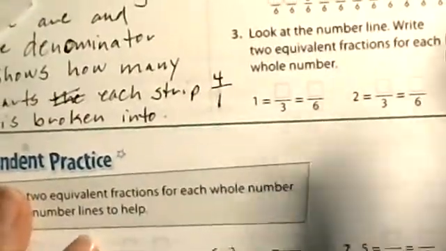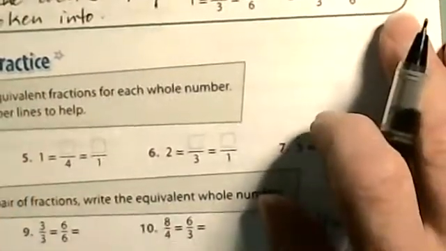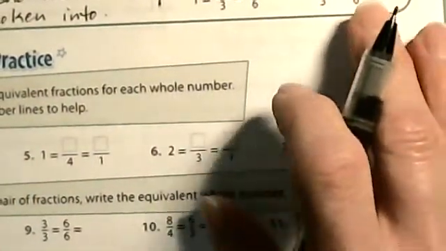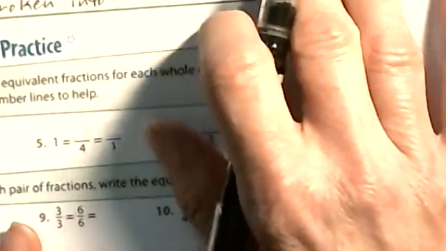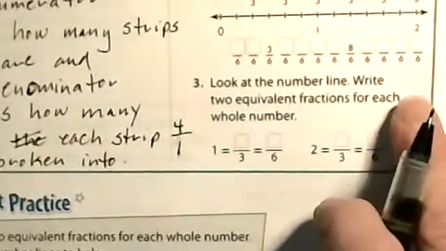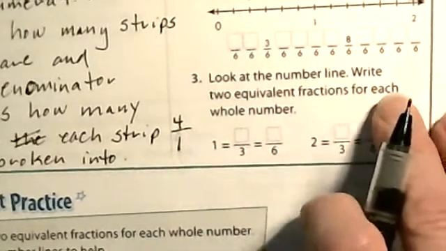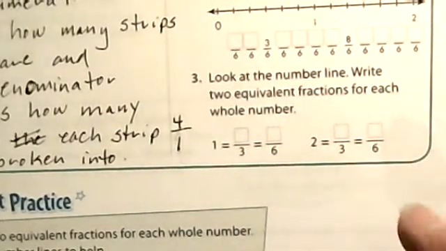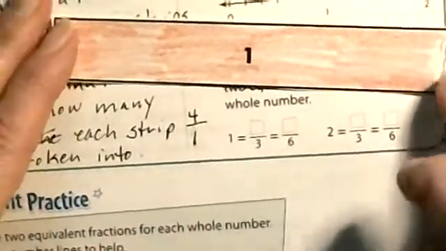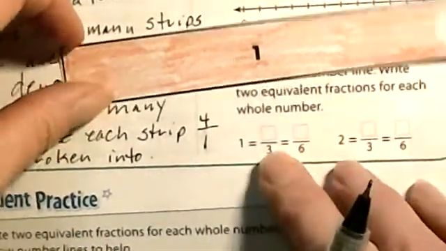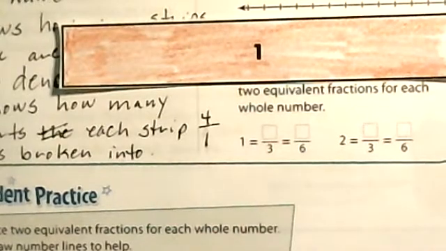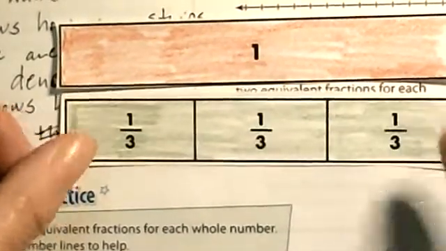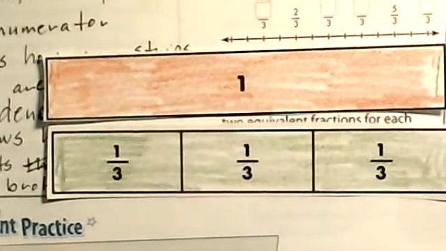I don't really want to look at this number line right now. Let's just look at number 3, and I'm going to use what I have for my fraction strips to explain these questions. It says, write 2 equivalent fractions for each whole number. So here's what I'm going to do instead. I have the whole number 1, and I want to know how many thirds are equal to the whole number 1.